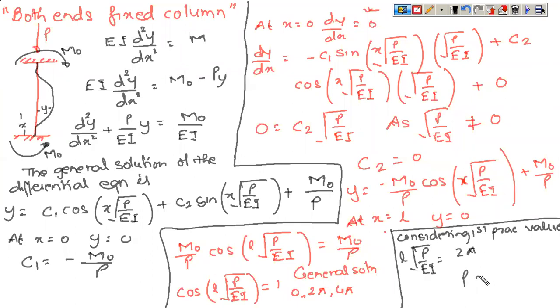So you have P is equal to 4 pi square EI by L square. So this is your final equation for a beam which is fixed from both the ends.